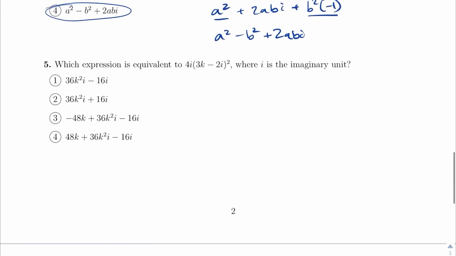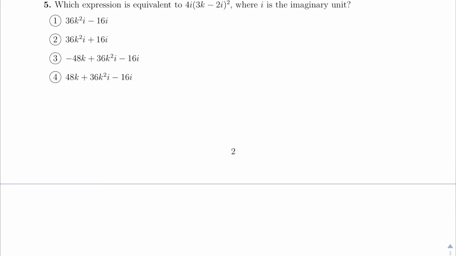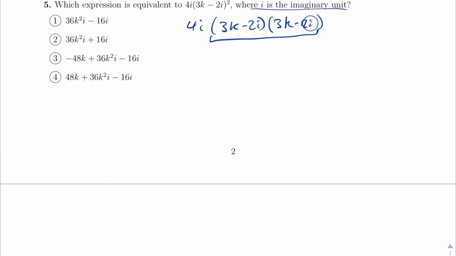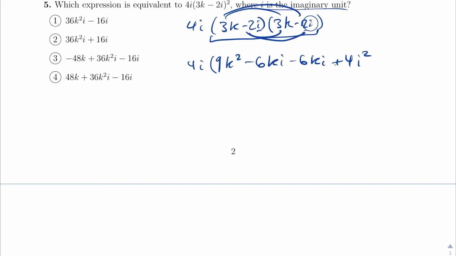Okay. Which expression is equivalent to this, where i is the imaginary unit? So, man, we've got a lot of these squaring ones. We've got 3k minus 2i times 3k minus 2i. Now I'm going to do this part first. So we get 4i, and then 3k times 3k is not 3. 3 times 3 is 9k squared, minus 6ki minus 6ki plus 4 i times i gives us i squared.